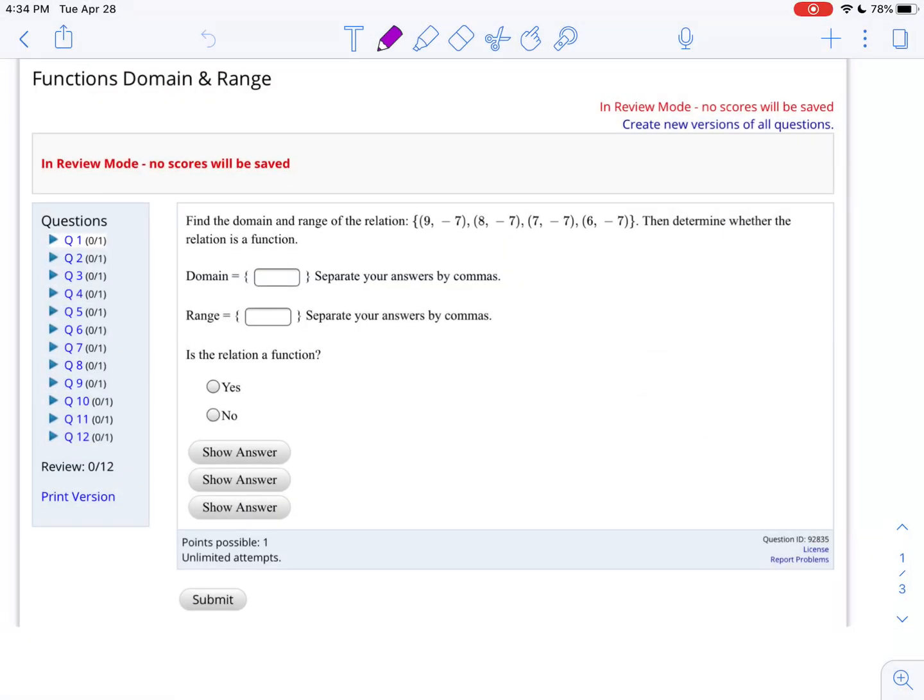So for domain and range, I took screenshots of, I think, 5 problems. And all of them are based around these problems. So if you can do these 5, if you understand these 5, you'll understand the rest. So it says find the domain and range of the relation.